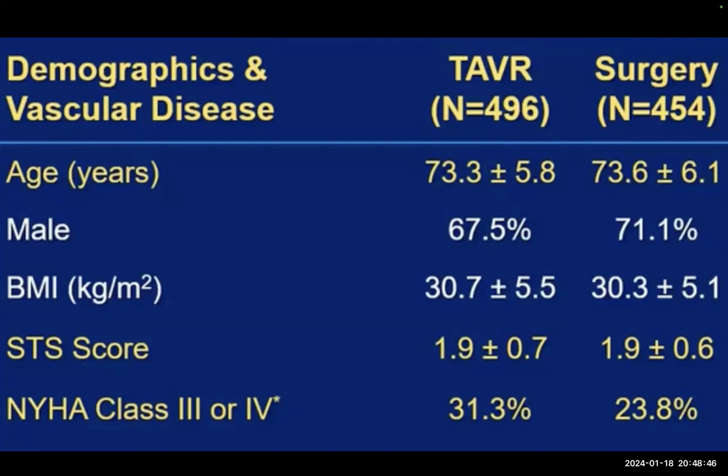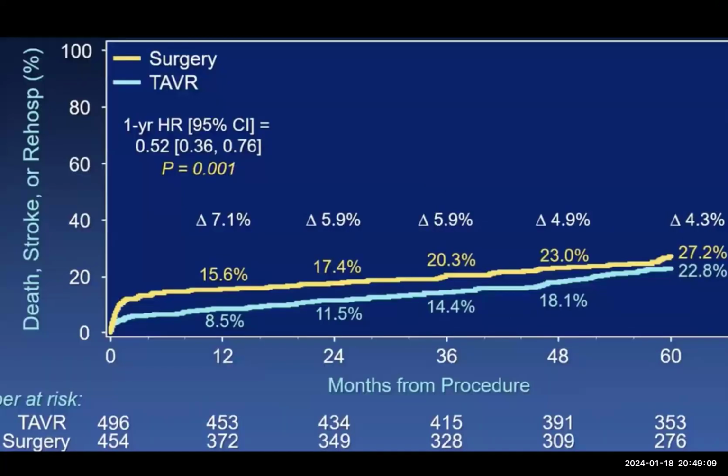For example, this PARTNER 3, compare it with the Evolut Low Risk clinical trial. The Evolut low-risk clinical trial is a low-risk population requiring TAVI using Evolut R, Medtronic. But this one is the Edwards valve, a balloon-expandable valve. So the 5-year outcome showed it's not inferior.